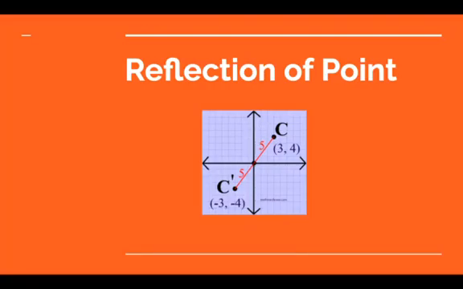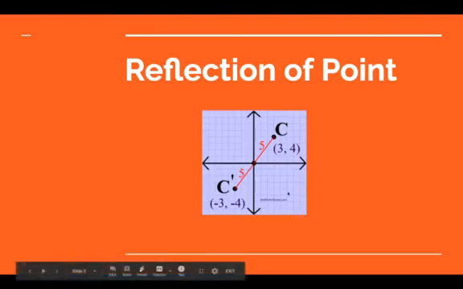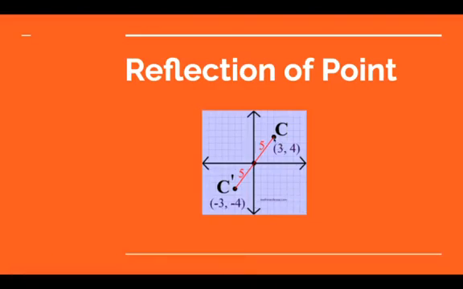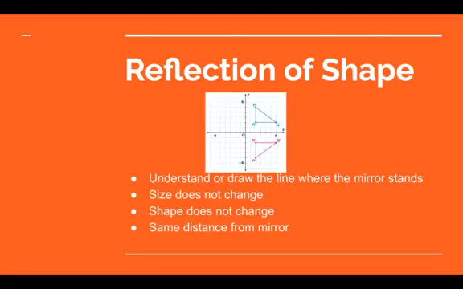So in this example, we were able to reflect a point C across the line y is equal to minus x. So our point 3, 4 was reflected across the line y equals minus x, and it gave us the new position, or the new point C complement at the position minus 3, minus 4. And the same concept of reflecting a point on a graph applies to reflecting a shape on a graph.